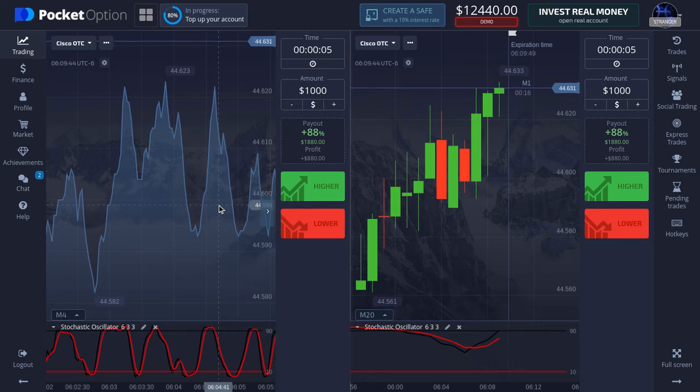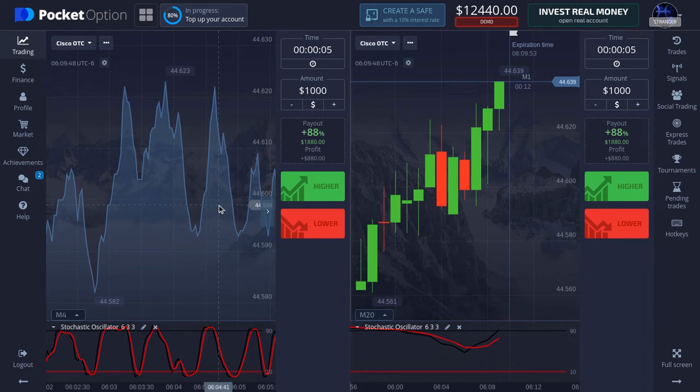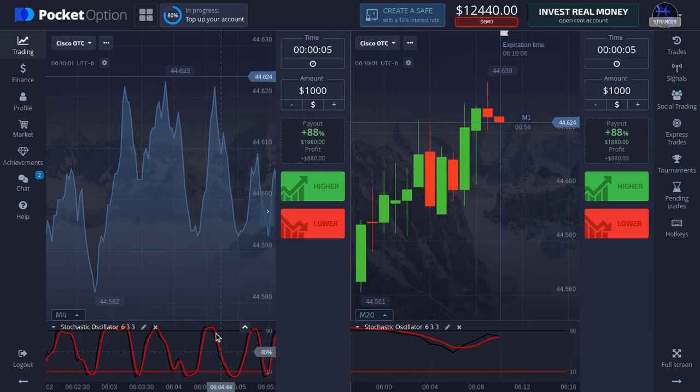Let me get back to explaining something. So I told you guys, if it's a strong downtrend here on the line chart, just for a couple of seconds, and you see the stochastics pushing down strong as well, then you'll do a down trade.